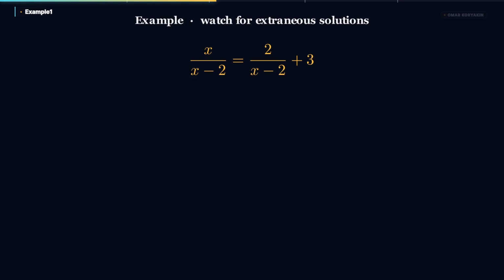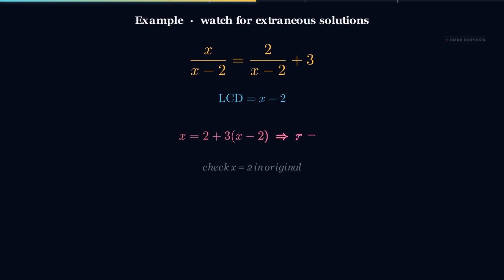Solve x over x minus 2 equals 2 over x minus 2 plus 3. The same denominator x minus 2 appears on both sides, so the LCD is just x minus 2. Multiply both sides by x minus 2. The equation becomes x equals 2 plus 3 times x minus 2. Expand and solve: x equals 2 plus 3x minus 6, which gives negative 2x equals negative 4, so x equals 2. Now check x equals 2 in the original.